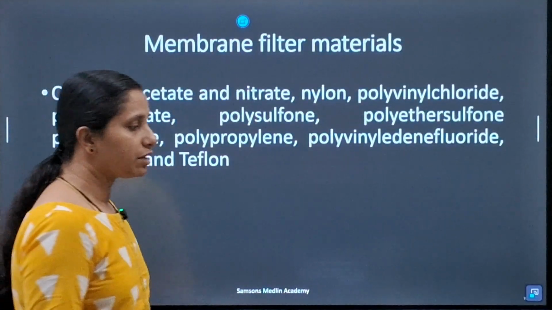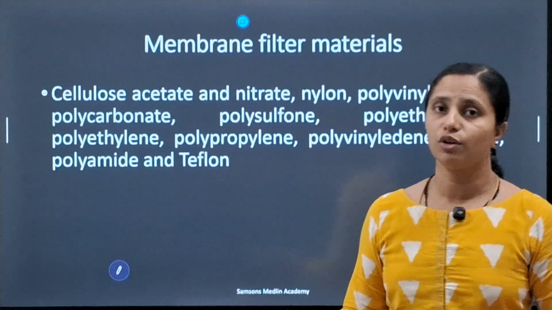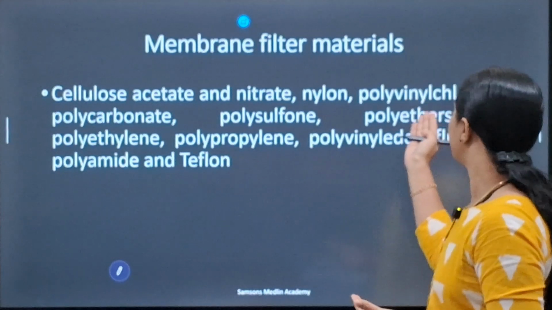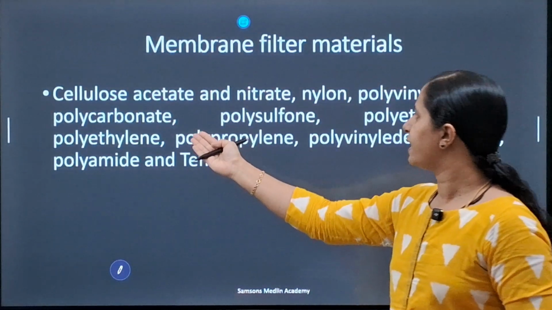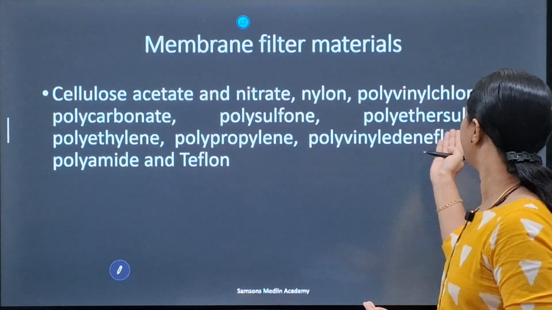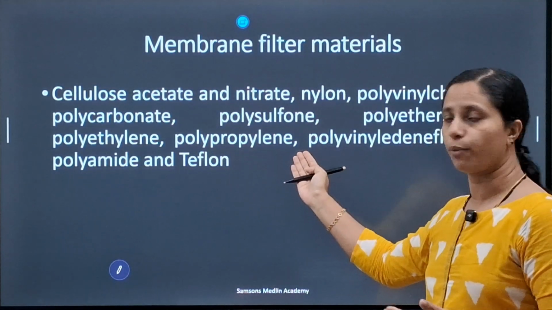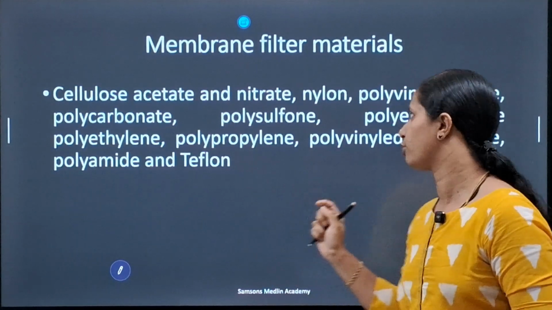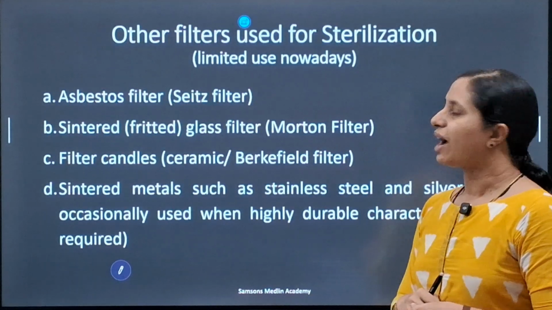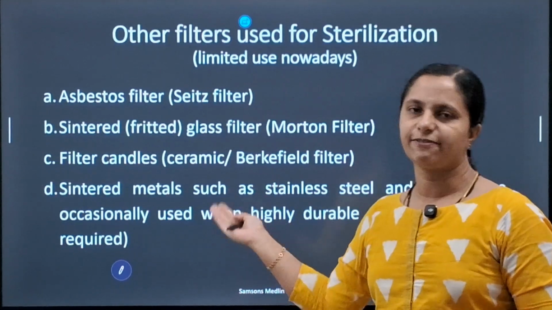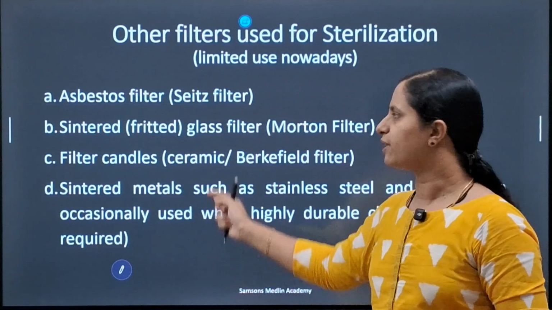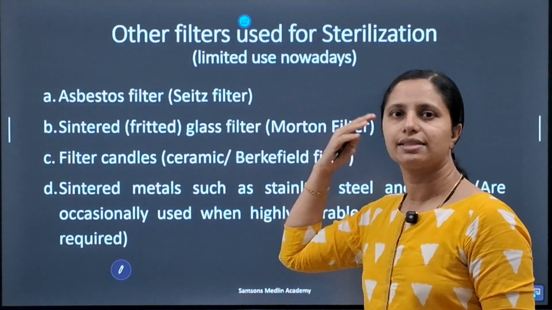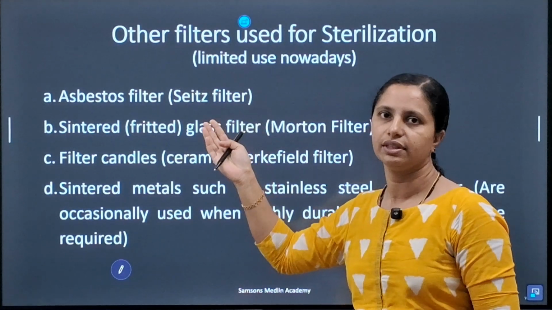So, which are the membrane filter materials used? Most commonly used ones are cellulose nitrate and cellulose acetate. Along with that, nylon, polyvinyl chloride, that is PVC, polycarbonate, polysulfone, polyether sulfone, polyethylene, polypropylene, polyvinylidene fluoride, polyamide and Teflon can be used. Other filters, actually these filters, are not very commonly used nowadays because they can shed particles into the filtration medium. So anyway, we'll just remember the names for the sake of questions.